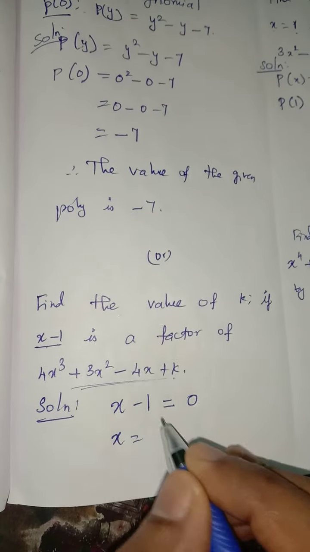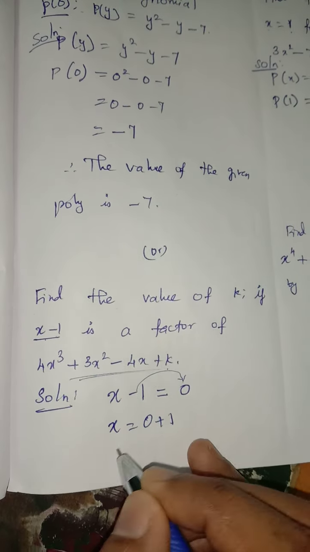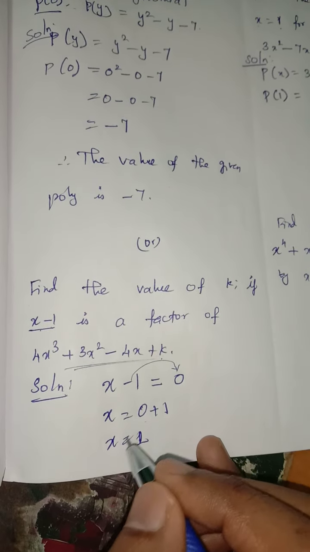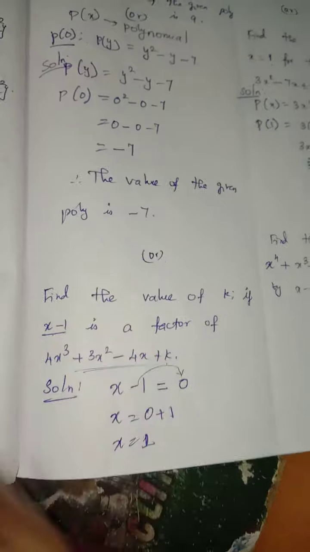So x is equal to, transpose this -1, this side becomes +1, 0 plus 1 is 1. Now only we found the value of x. இப்போ தான் நமக்கு value of x கிடைச்சிருக்கு. இப்போ இந்த value of x as usual நம்ம இதில் substitute பண்ணிக்கலாம்.